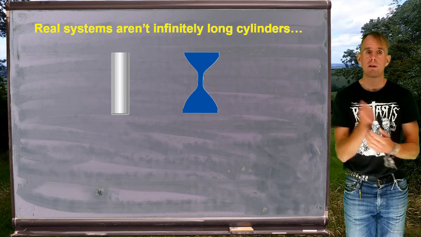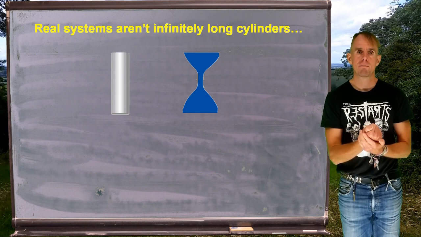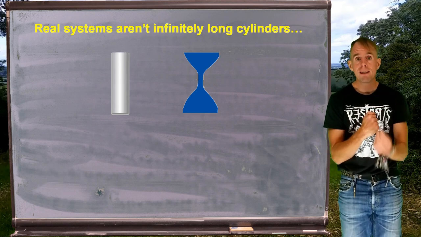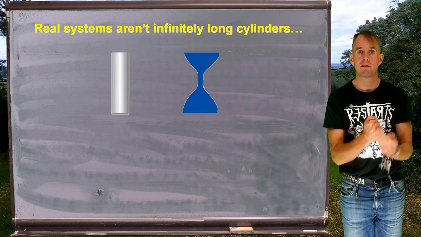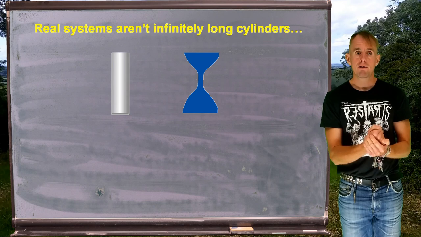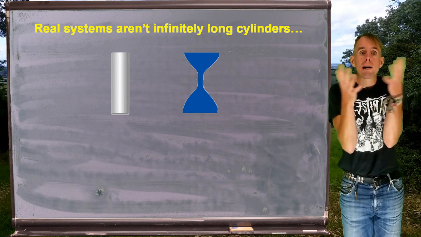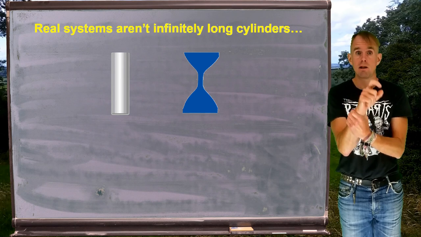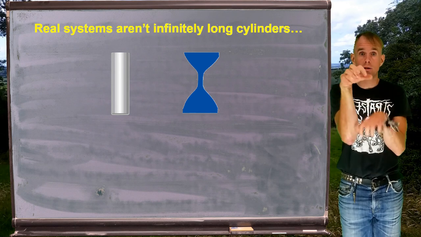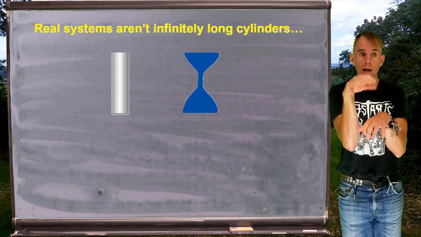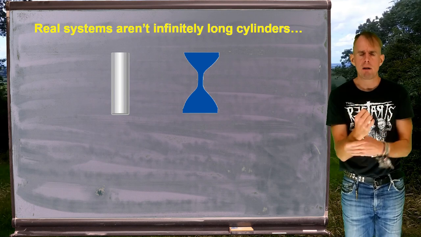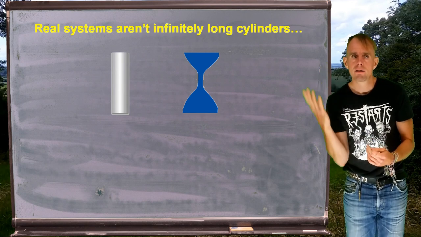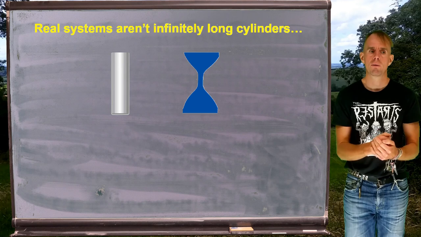So on the board now, we have a statement of something that is very important. Real systems aren't infinitely long cylinders, which was the key assumption that underpinned the analysis that we've just done. Real systems are like that illustrated in blue, sort of hourglass shaped, and the filament, the middle section of the hourglass, is actually short, usually, compared to the two fluid reservoirs on the upper and lower piston. So we need to think how we correct the expression that we've obtained for an infinitely long cylinder to that for a real rheological situation.